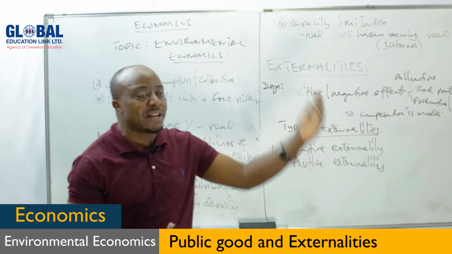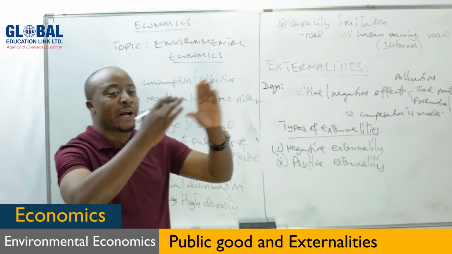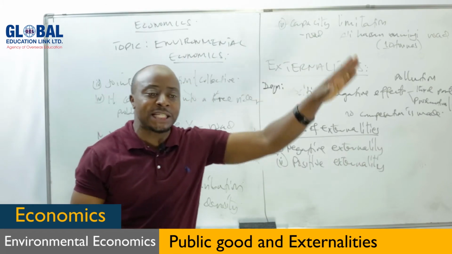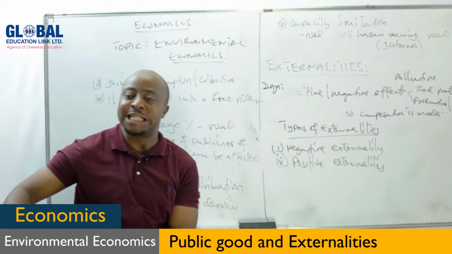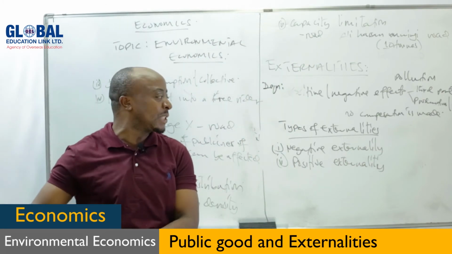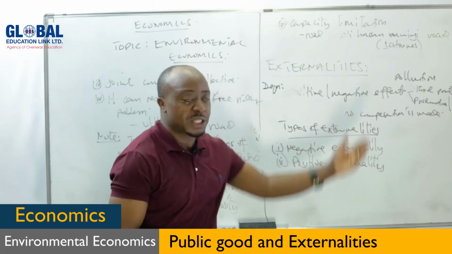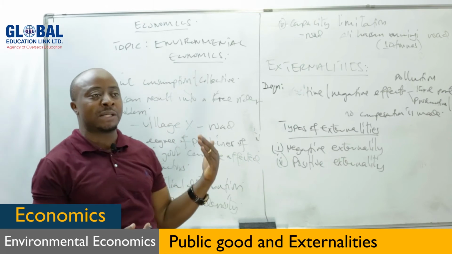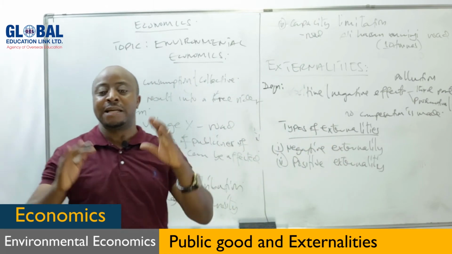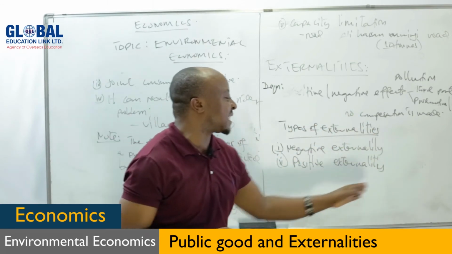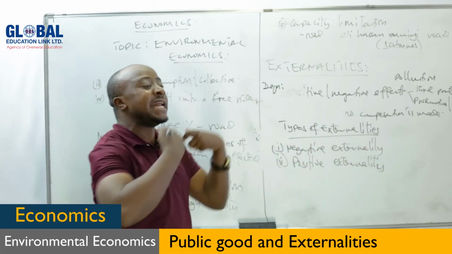Or let's say there is a village which does not have a road. A person decides to establish a ranch around that village, and constructs a road. It means the construction of that road by that person is benefiting the village positively, but the village does not compensate for that benefit. Then we say that is positive externality. These are the two main forms of externality, depending on the effect generated.